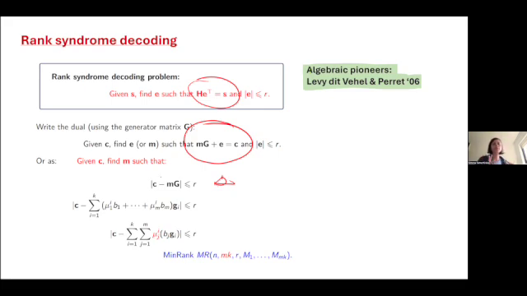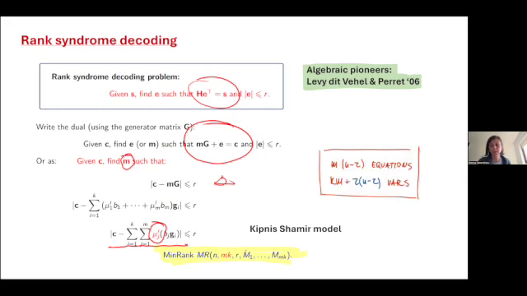And if we do the same trick of transforming this over the ground field, we end up with this expression here, which is a linear combination of matrices that we don't know. So we were looking for this m, and this m turned into these unknown coefficients in front of this matrix here. This is something that I showed you before, and this is called MinRank, but MinRank with these specific parameters. And we can model it using Kipnis-Shamir, and we get some number of equations and some number of variables.